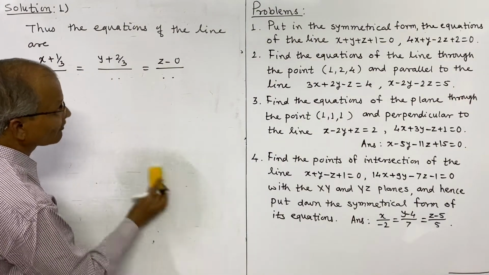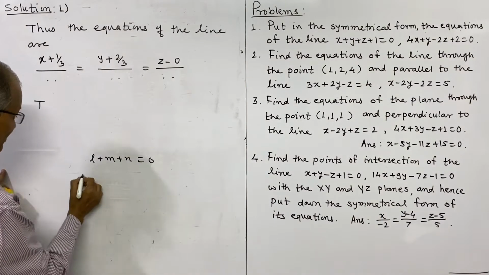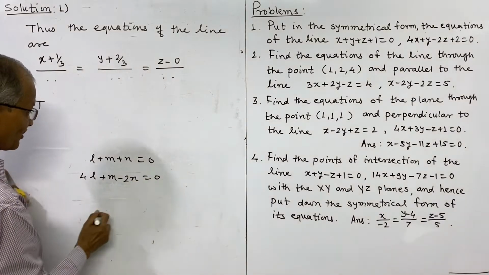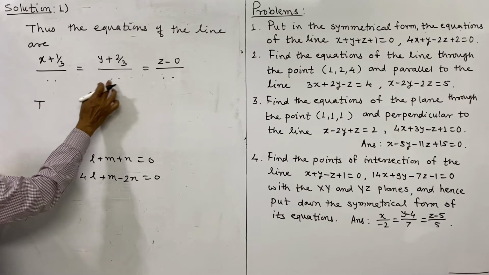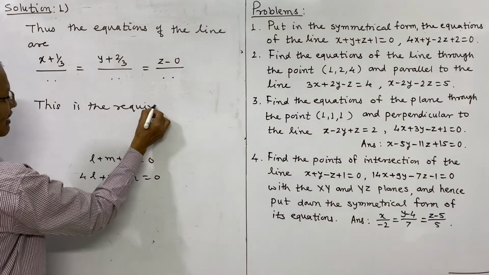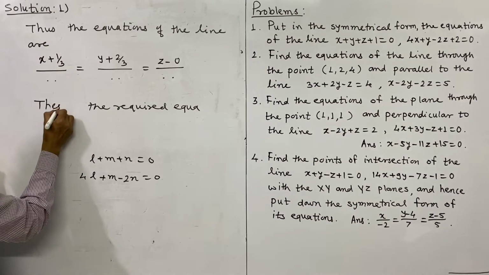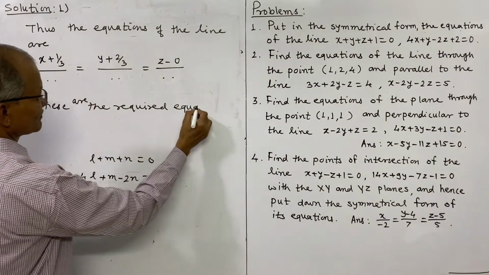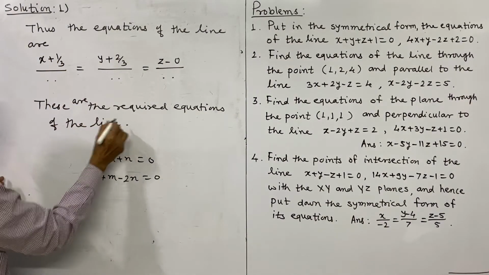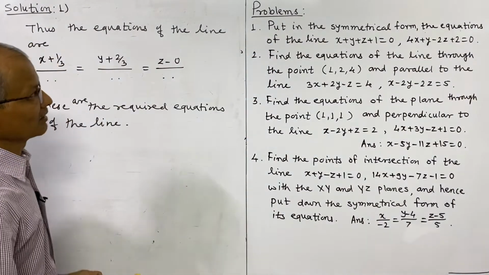So what we have obtained is L + M + N = 0, and 4L + M - 2N = 0. From this we have obtained the values of L, M, N. Put these values here. So this is the required equation. These are the required equations of the line in symmetrical form, and thus this completes the solution of the first problem.